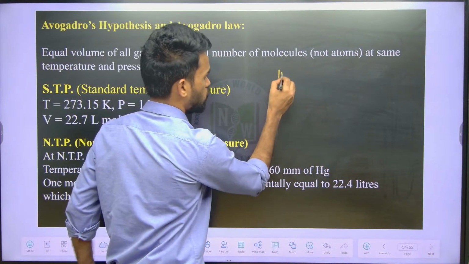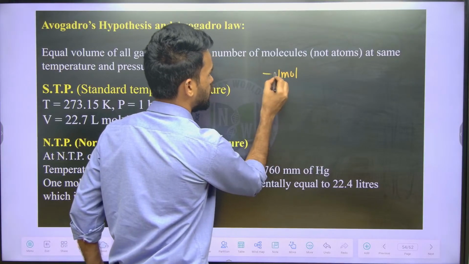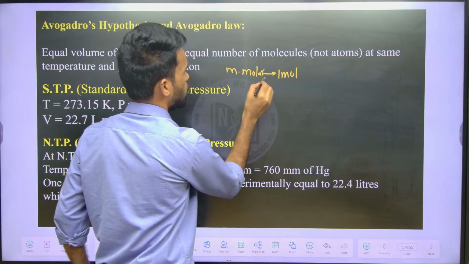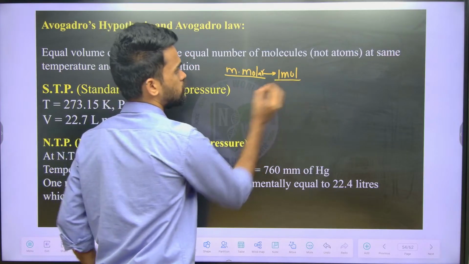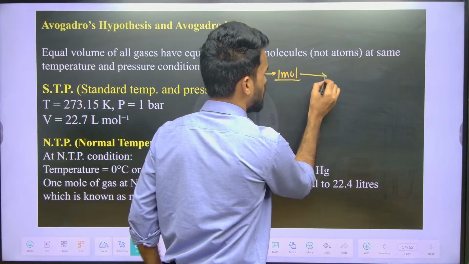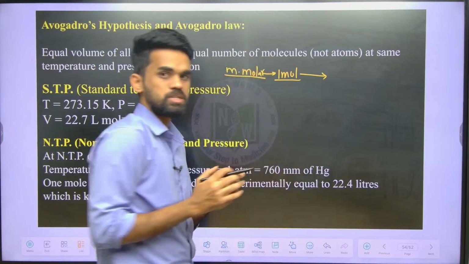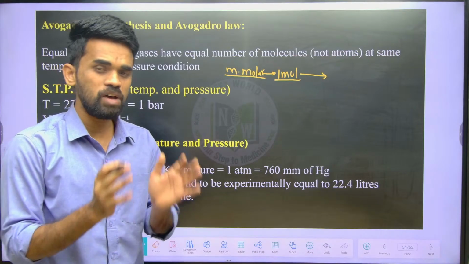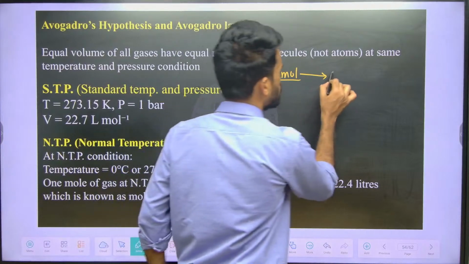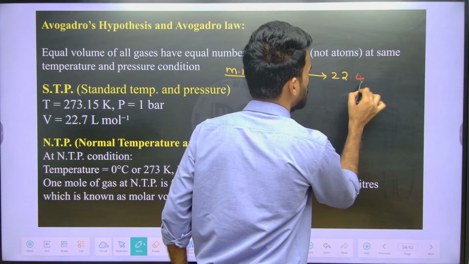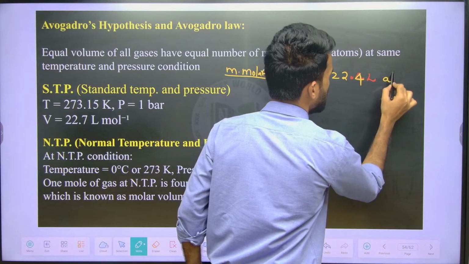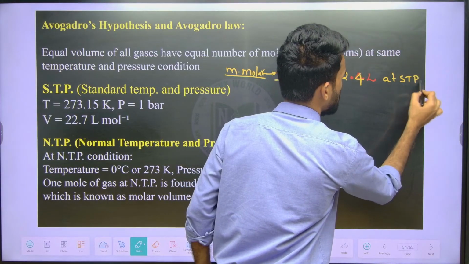We know 1 mole of any substance has a mass equal to the molar mass of that substance. Now 1 mole of any gaseous substance which is considered to be ideal occupies 22.4 liters of volume at STP conditions. Just remember it like this.